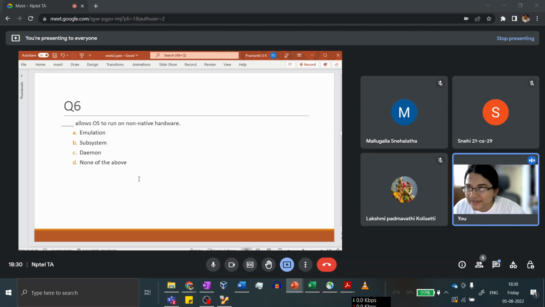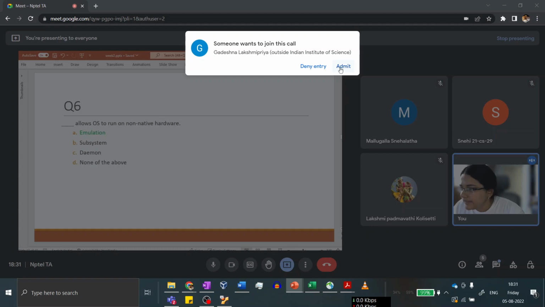No answers? Is this confusing? Okay, so the right answer to this is emulation. If you're confused by any of these others, daemon refers to something like a background process that the kernel runs for some of the OS services. And subsystem more broadly refers to things like the IO subsystem, the memory subsystem, things like that. Whereas emulation is the one that allows the OS to run on non-native hardware.